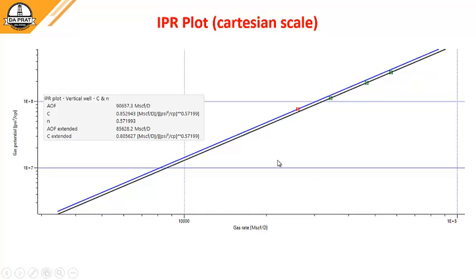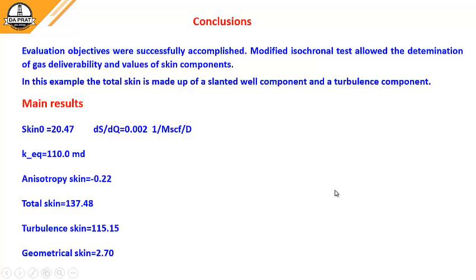This is the same plot as before, but made in Cartesian scales. So in conclusions, evaluation objectives were successfully accomplished. This is normally used to say this because in wells, when you do the test, you have some objectives and then you would like to accomplish them. So this was done here.